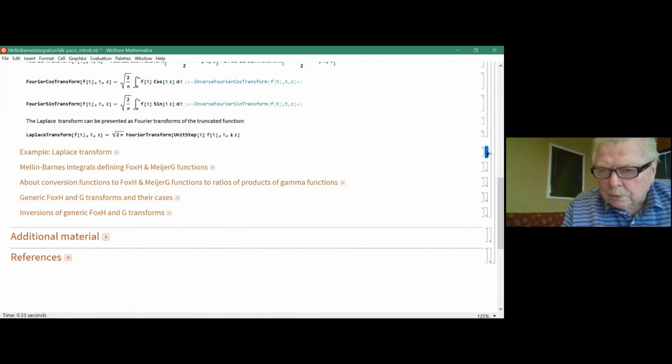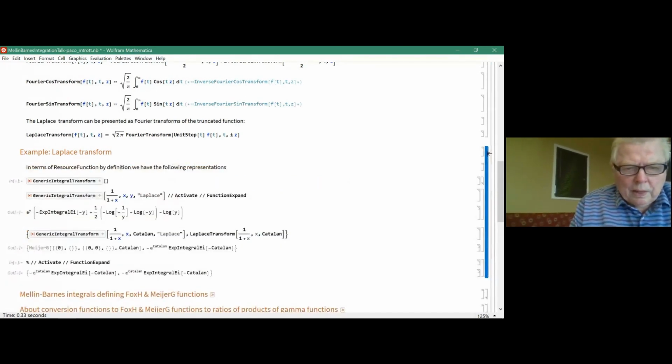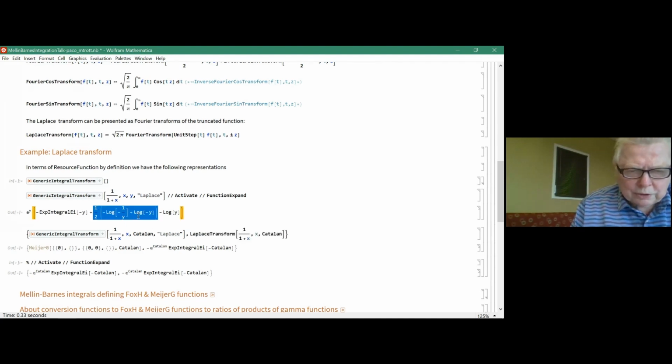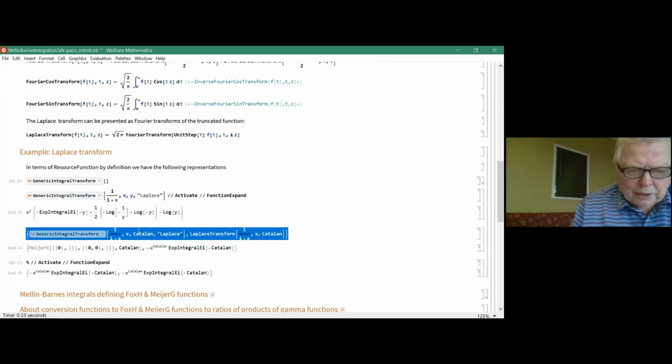I'm sorry, let me open. And here I just evaluated this example for the Laplace transform using our code, which you see here, and a similar result we can get from the code already implemented in Mathematica, but here we have a more accurate value because if y is a positive integer, we have the same results, but our evaluation gives a more generic formula. It's just an example.